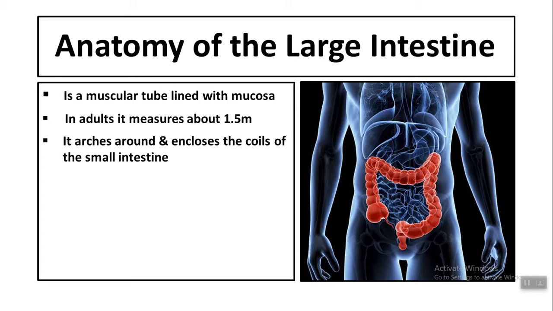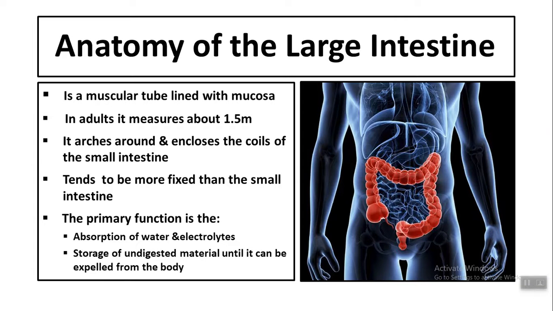It arcs around and encloses the coils of the small intestine. We can see that the small intestine is located at the central part of the abdominal cavity, while the large intestine extends at the periphery of the abdomen surrounding the small intestine. It tends to be more fixed than the small intestine. The large intestine is more fixed to the posterior abdominal wall by peritoneum than the small intestine, which lies more freely inside the abdominal cavity.